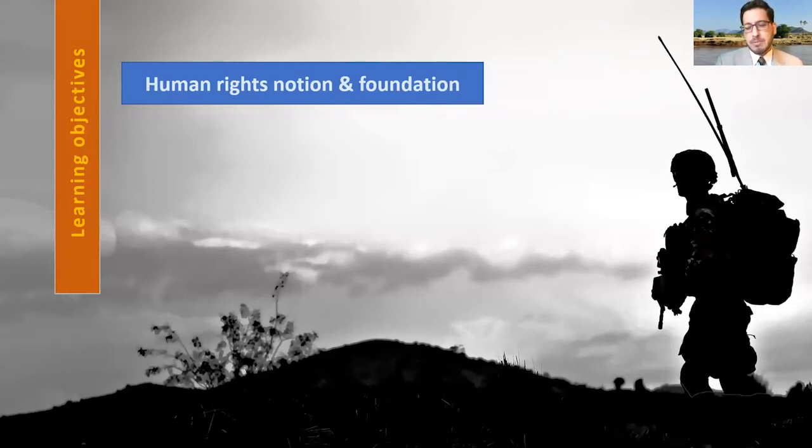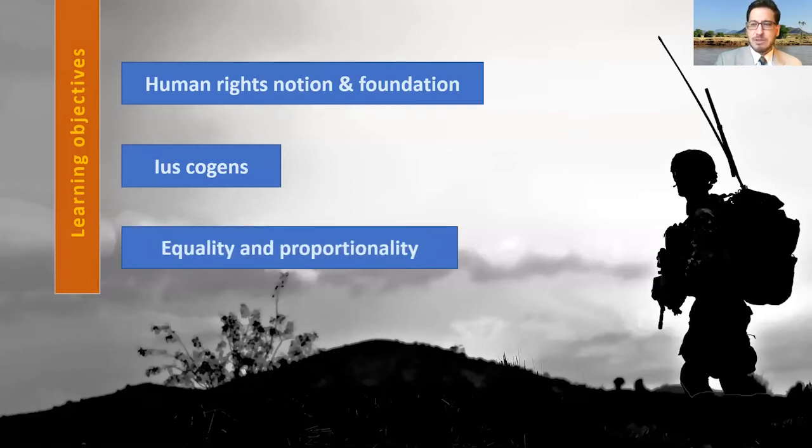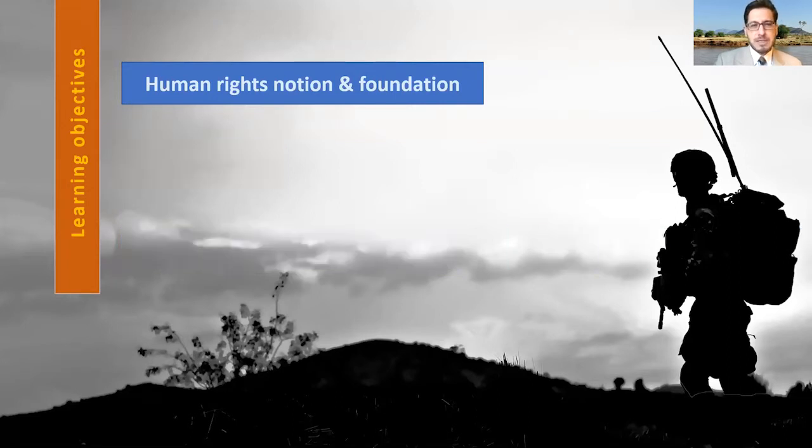Obviously this will be more based in the treaties and in the international declarations, and the human rights in jurisprudence are more philosophical, as you know. Then we will see the concept of jus cogens and how it applies to human rights and the problems of this concept in the international courts of human rights. And finally, I don't know if not today, this week, probably we can see something about the principle of equality and proportionality, quite connected with the lesson that we will see today. So, after this, let's begin with the first learning object of today, human rights notion and the human rights foundation.